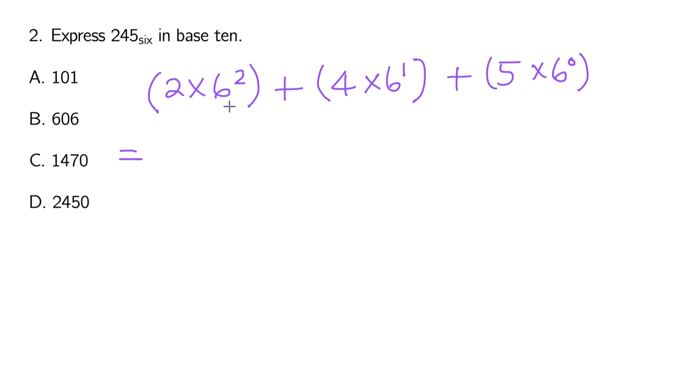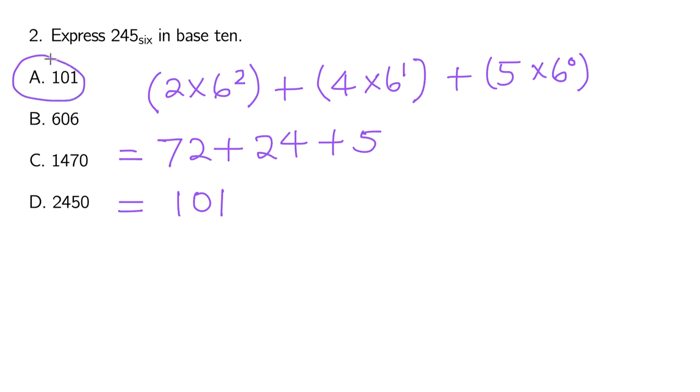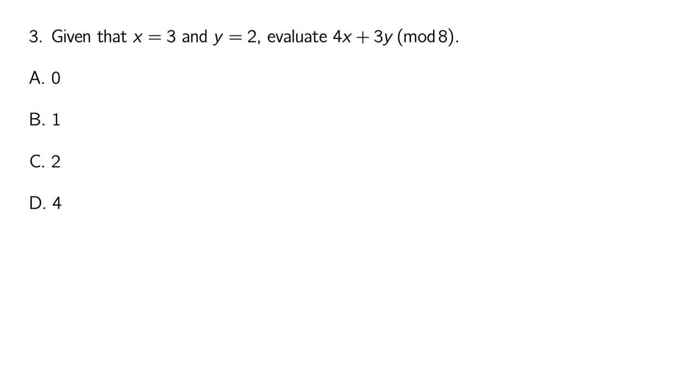2 times 6 squared, 6 squared is 36, times 2 is 72. Then we have 6 to the power 1 is 6, times 4 is 24. And then we have 6 to the power 0, that's 1, times 5 is 5. So doing this sum, 72 plus 24, that's 96, plus 5 is 101. So that's our answer. The next problem is question 3.